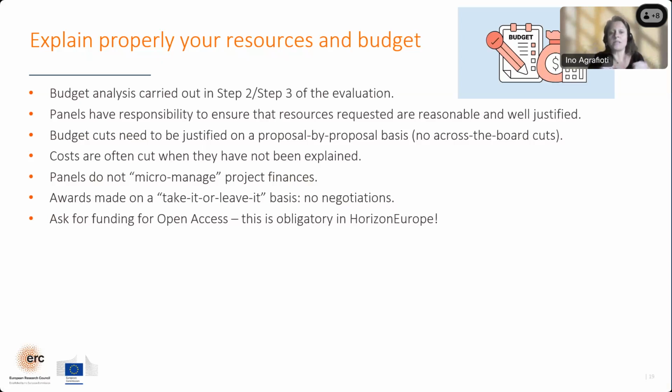Here, a very important point: when you ask for open access, make sure that you ask for open access costs, not just for the publications, because this is what we think automatically, but also for data, because in Horizon Europe, you are also obliged to have a data management plan and to think about how you're going to deal with your data. So if you need funding for that, you should also put it in your budget.